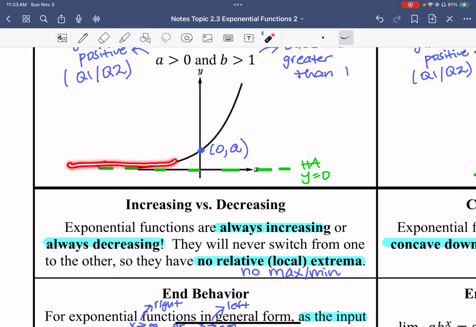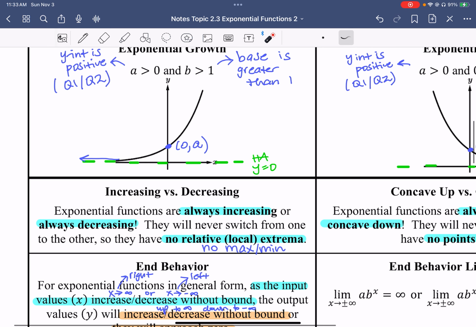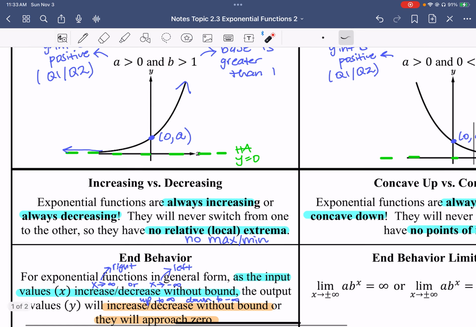Rather, all the way to the left is going to keep approaching the horizontal asymptote. So on the left, we are going to 0. Okay, so that's because of the horizontal asymptote. And then all the way to the right, notice that this graph is pointing up. So on the right, this graph would go up to positive infinity.